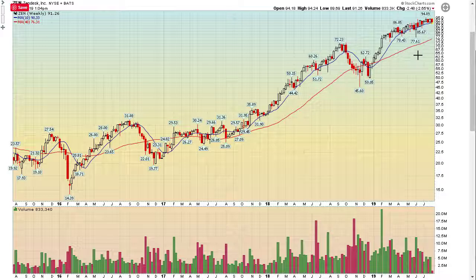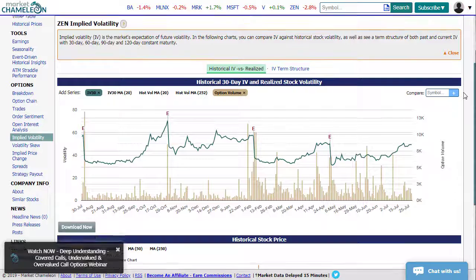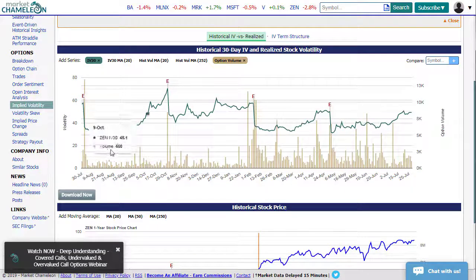But it's a good example, because in this case you can use implied volatility to trade, to capture implied volatility when implied volatility gets out of whack. So I wanted to look at a chart of the implied volatility in Zendesk, and you can see that it rises into earnings and then collapses after earnings, right? Rises into earnings, collapses after earnings.